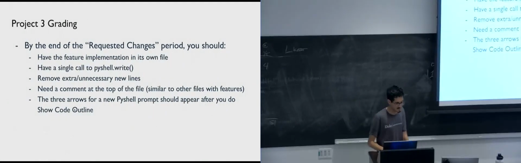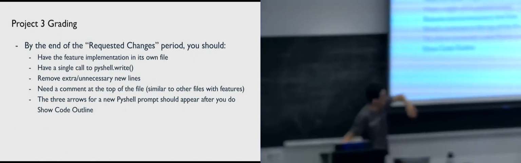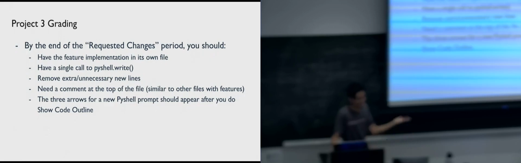And then lastly, the 3 arrows for a new PyShell prompt. This was maybe a more minor one, but after you show the code outline, you should show the 3 arrows immediately so that you can start typing in the Python shell again, okay? And this just requires adding a single line of code. There's a method in the PyShell class that helps you show the prompt.